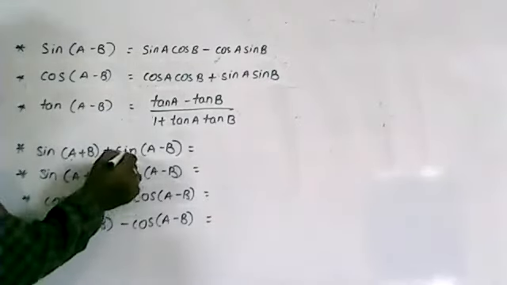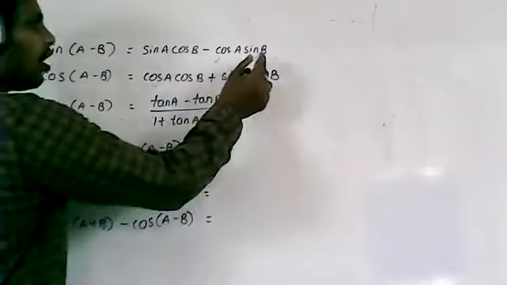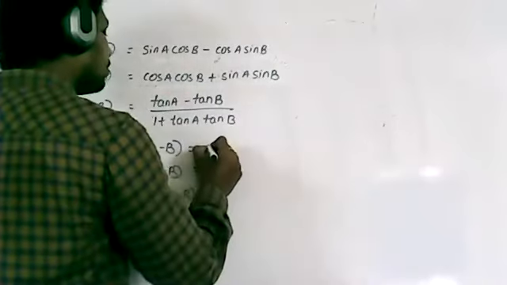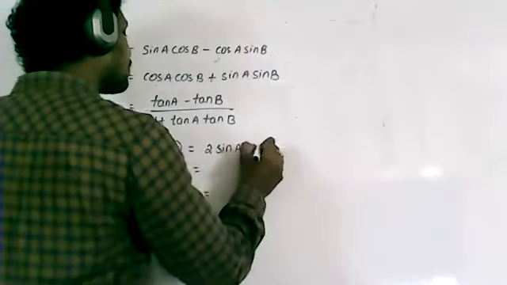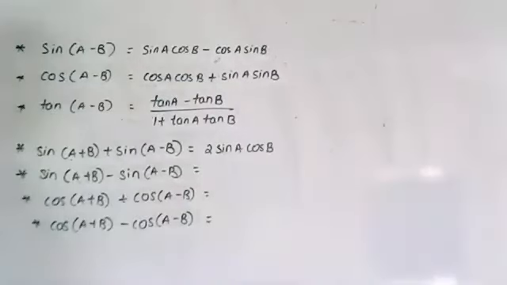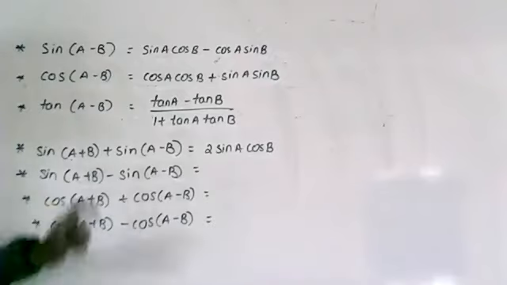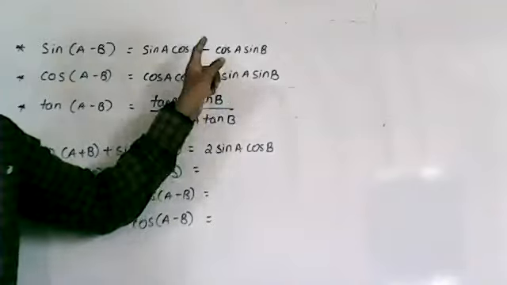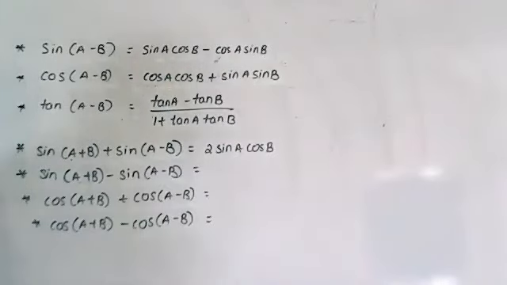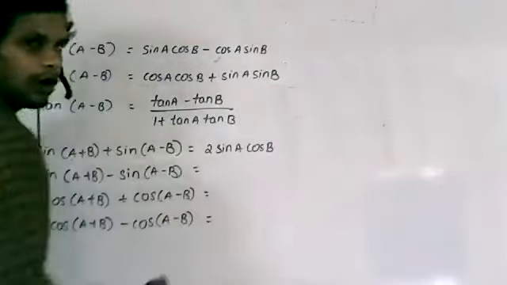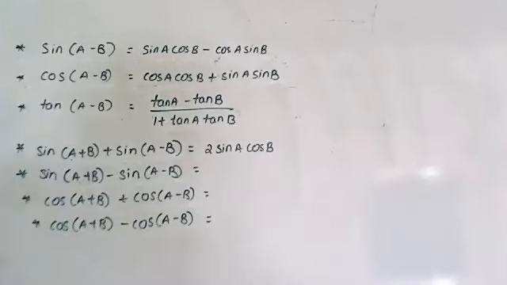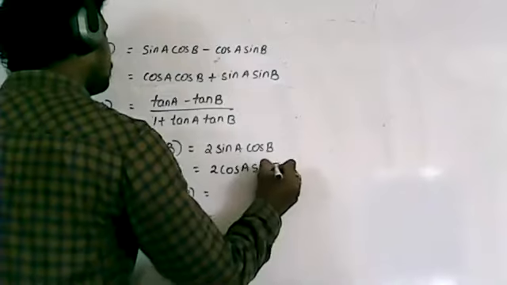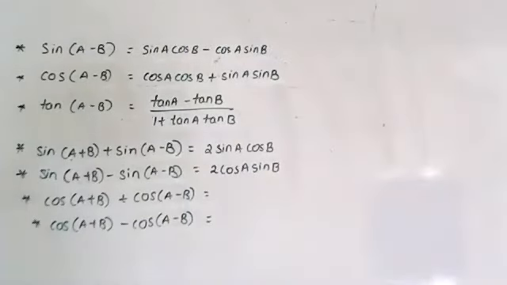Yes, sin(a+b) + sin(a−b): the cos a sin b terms will cancel. Therefore, this value is 2 sin a cos b. Now, if you take sin(a+b) − sin(a−b), the sin a cos b terms will cancel, and we get 2 cos a sin b.